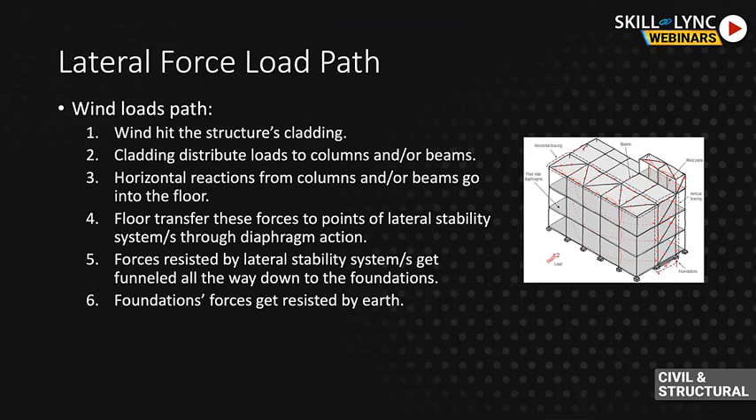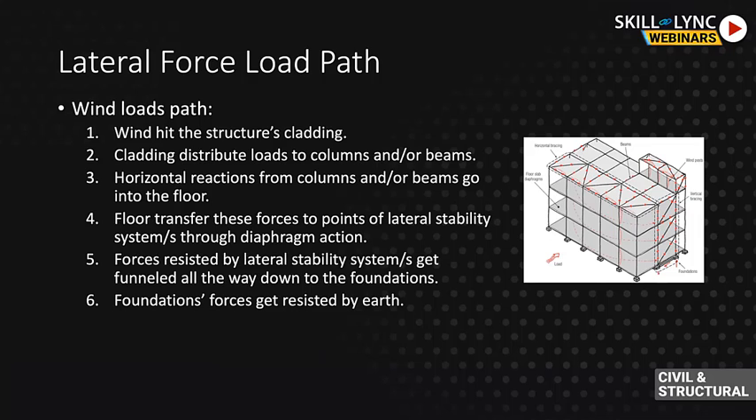So the wind load will first hit the cladding of the structure as a wind pressure. And then depending on how the cladding panels are fixed to the structure, that pressure will be distributed to the beams and/or columns, depending on their tributary width, as uniformly distributed loads. These uniformly distributed loads will be resolved into end reactions that need to go into the floor diaphragm. And then depending on your floor diaphragm, again, which we spoke about earlier, so rigid, semi-rigid or flexible, it needs to transfer them to the location of your vertical lateral stability system.